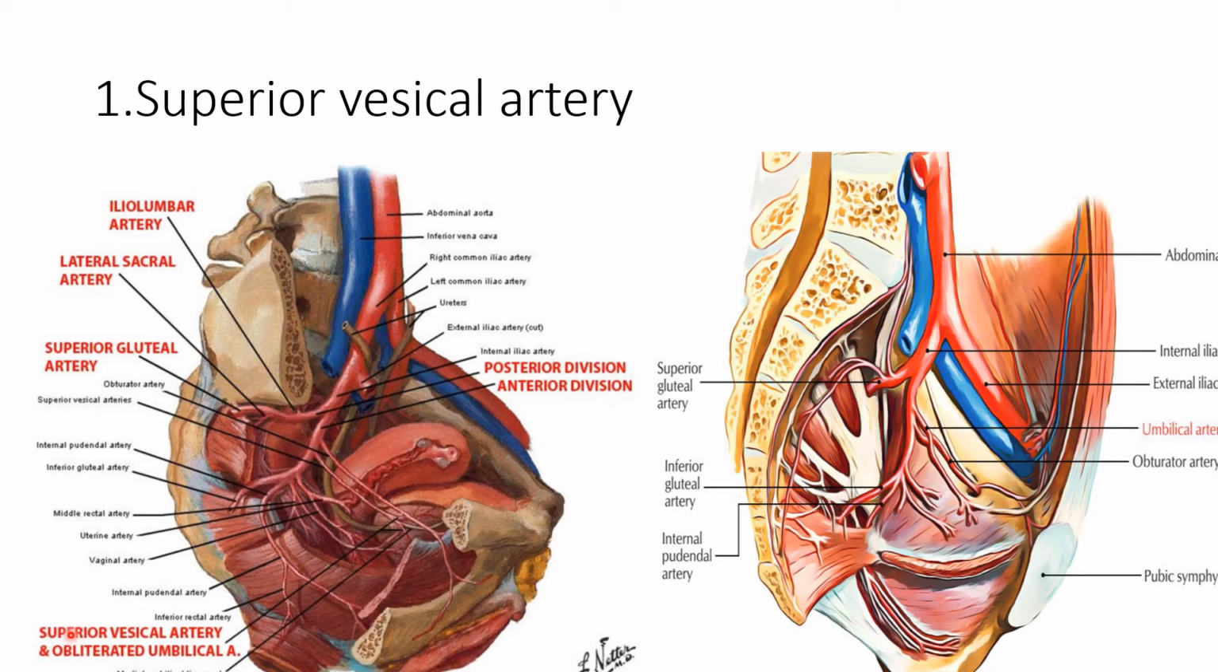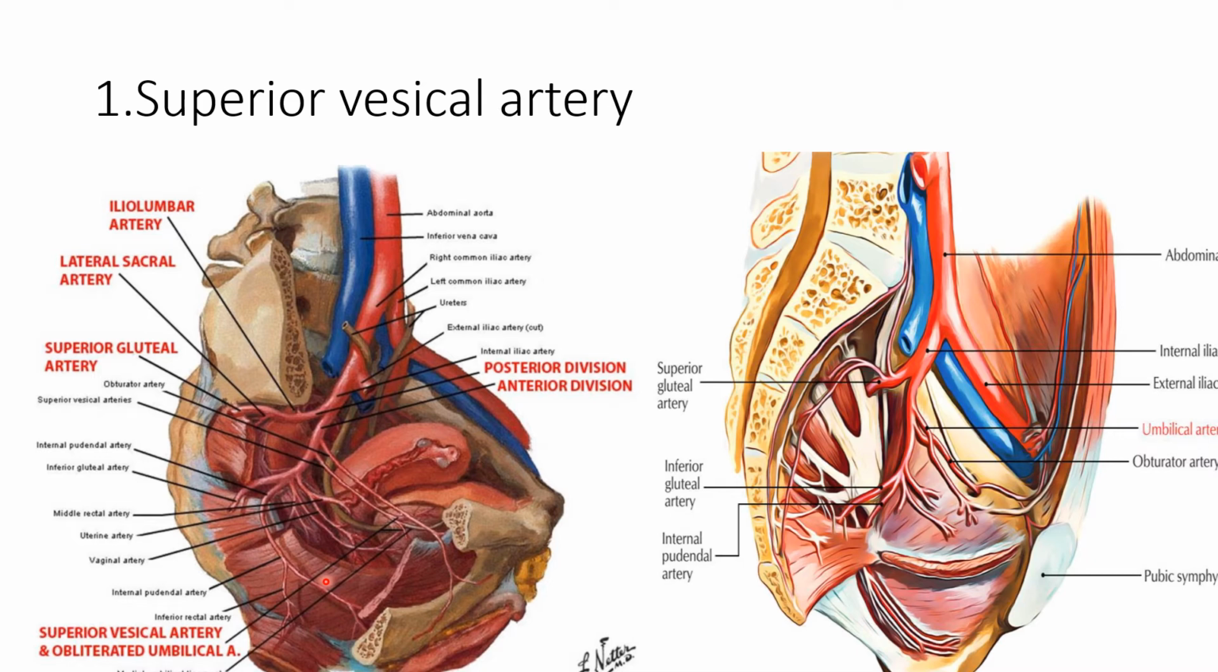So the superior vesical artery and the obliterated umbilical artery. The obliterated umbilical artery is in fact the continuation of the internal iliac artery in intrauterine life, where it extends to the placenta through the umbilical cord and conveys the deoxygenated fetal blood to the chorionic villi. With the cessation of placental circulation after birth, the distal part of the umbilical artery is obliterated to form the corresponding medial umbilical ligament, and the proximal part remains patent as the superior vesical artery.